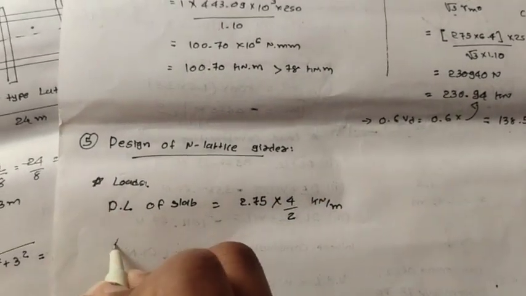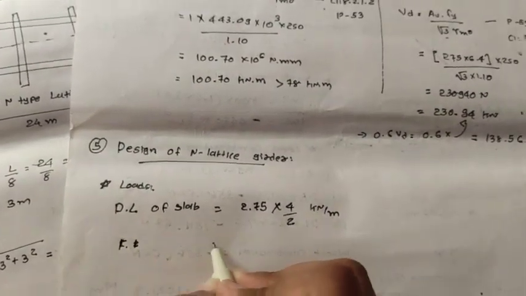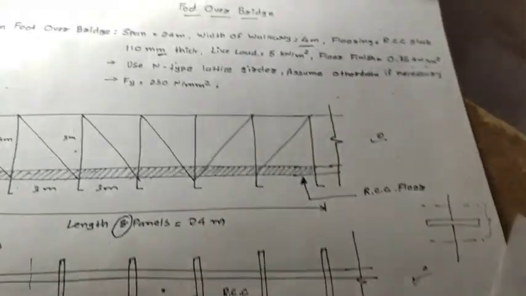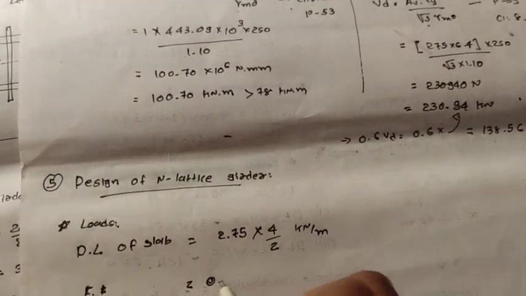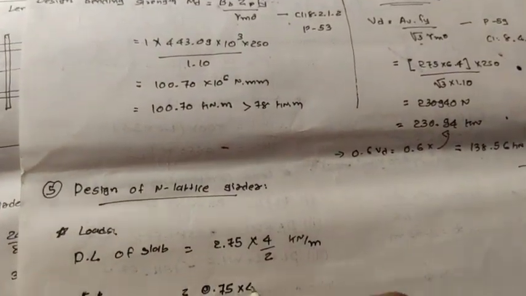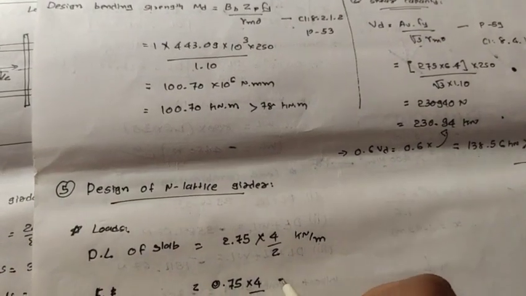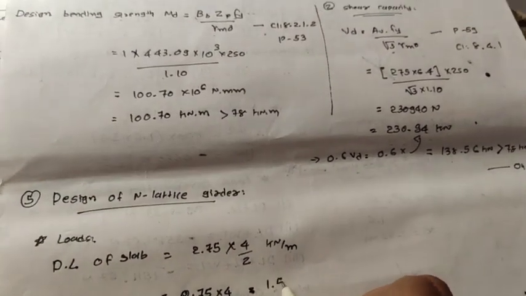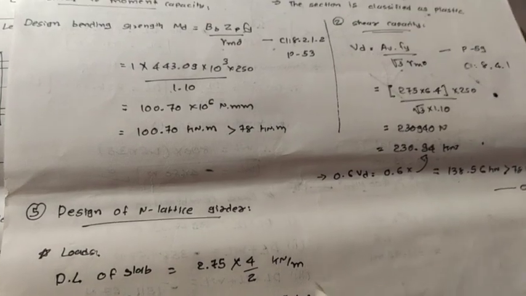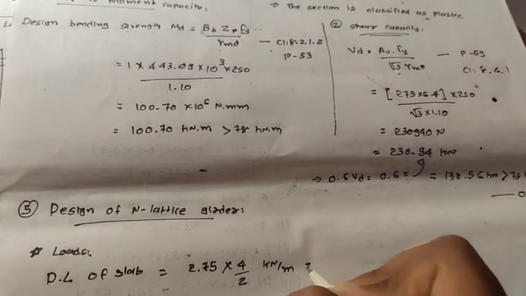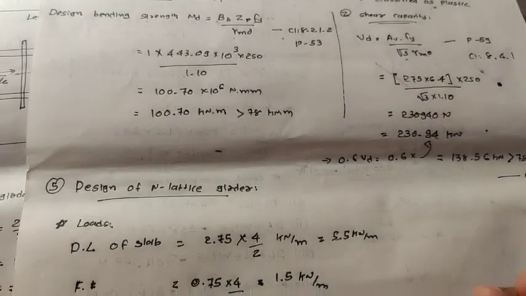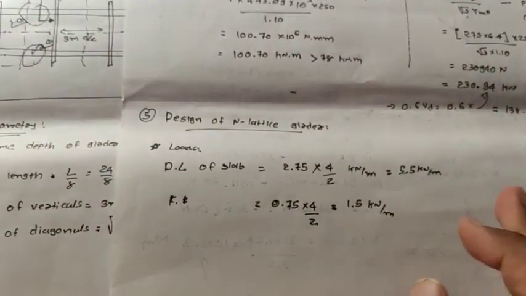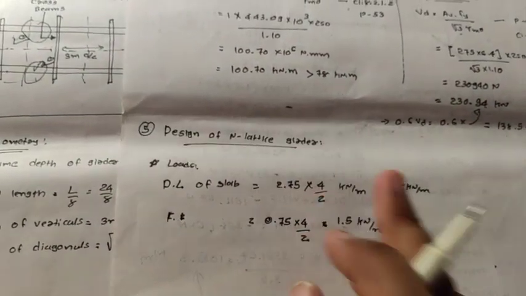Next we take the floor finish, which is also given in our question as 0.75 kilonewton per meter square. So 0.75 multiplied by 4 divided by 2 is 1.5 kilonewton per meter. The dead load of the slab answer is 5.5 kilonewton per meter. So the dead load of the slab is done, and the floor finish is done.